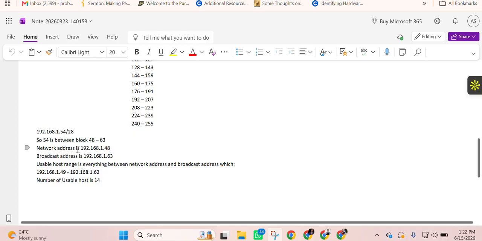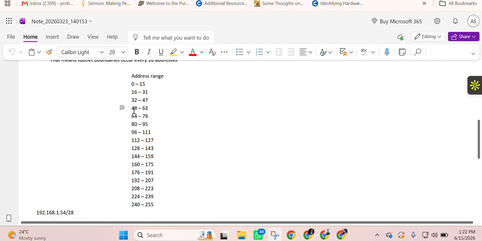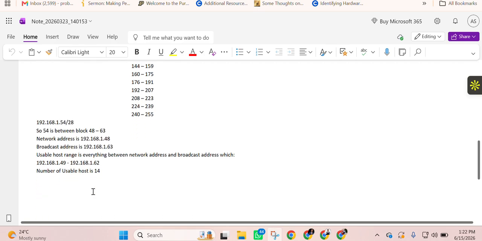The network address therefore is 192.168.1.48. Now, how did we get the network address? We get it from the range that we have here, which is 48, between 48 to 63. Remember that the network address is the address of the network that is hosting the devices that are connected to each other. And then the broadcast address is 192.168.1.63.